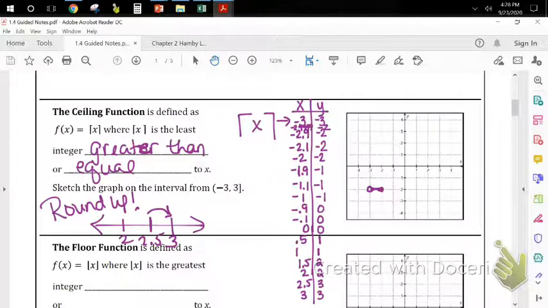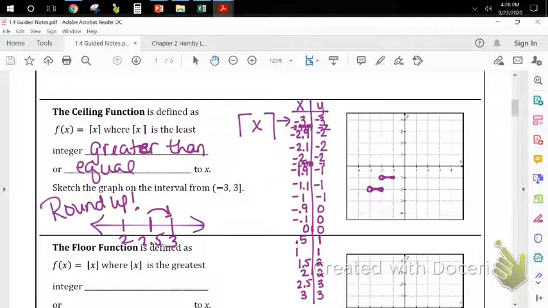Then -1.9 will be -1. -1.1 is -1, and -1 is -1. Well, again, what about -1.9999? That's also going to be -1. So at the -2 there, we're going to put an open circle and connect those points. So we have an open circle at the -2, closed circle at the -1, and all the x's in between them are included when y is going to be -1.